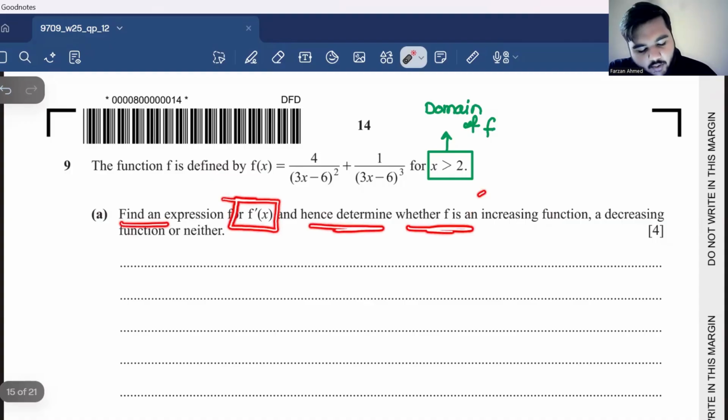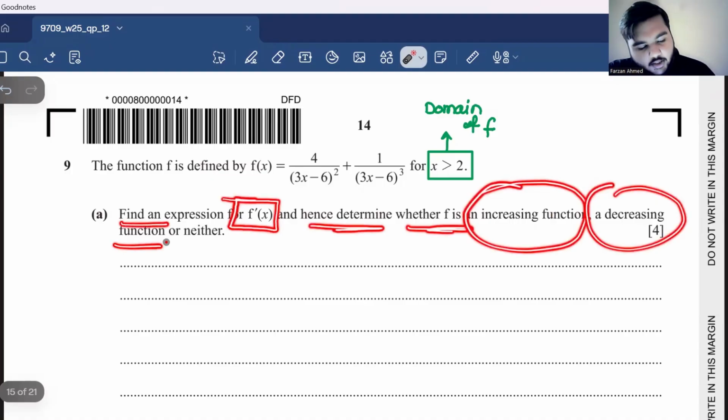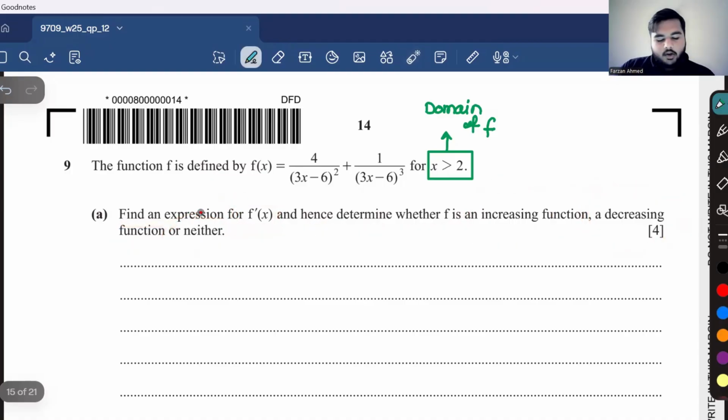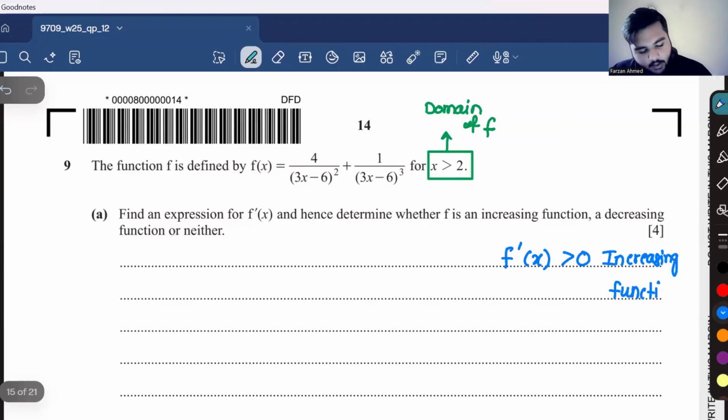In part A, they are saying find an expression for f prime x and hence determine whether f is an increasing function or a decreasing function or neither. First of all, you have to have some knowledge about increasing or decreasing functions. If f prime x is greater than 0, it means it is an increasing function. If f prime x is less than 0, it means it is a decreasing function.